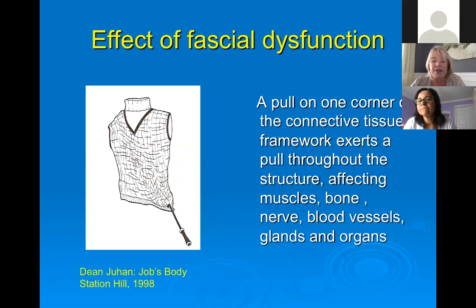Again, this is a typical thing we see when fascia is discussed. A pull on one corner of the connective tissue framework exerts a pull throughout the whole structure, almost like pulling on one end of a sweater, which distorts the whole thing. So it affects muscles, bone, nerve, blood vessels, glands, and organs. In this particular case, if the pull is coming from below the sweater on the right, that might not be where the patient complains of pain. They could be complaining of pain in the right shoulder, for example.